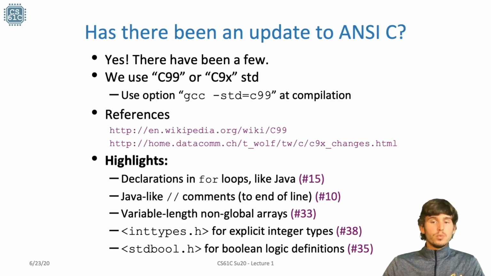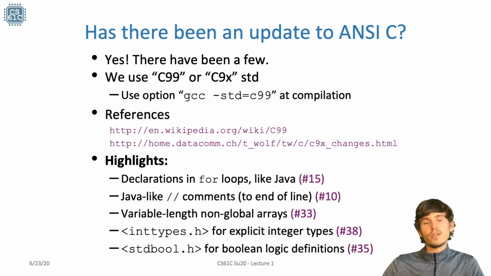So some of you might be wondering, have there been any updates to C? Of course, yes, there have been, even though this language is ancient. I mean, it's pre-2000s. So in this class, we normally use C99 or C9X, and you can actually define it with GCC to actually run it. So if we add this flag, standard equals C99, at compilation time, we'll actually be able to run with that variant of C.